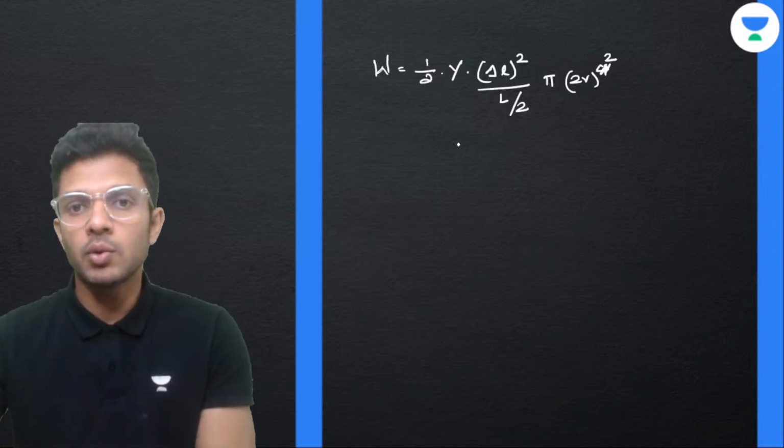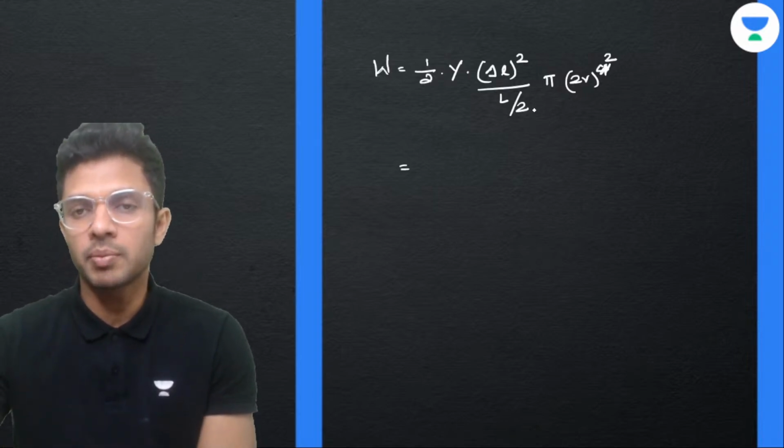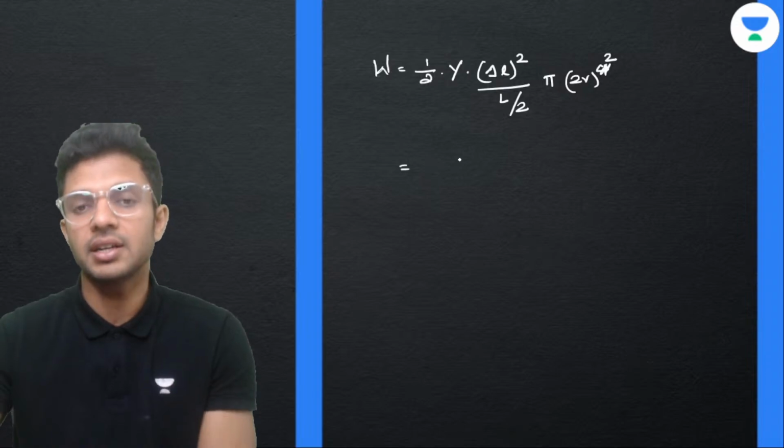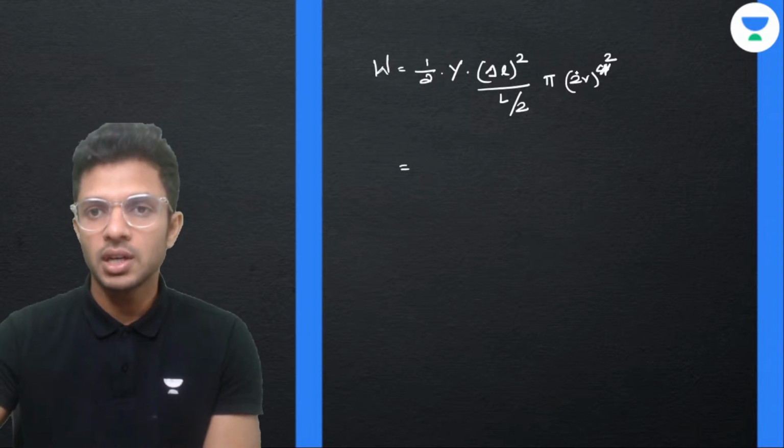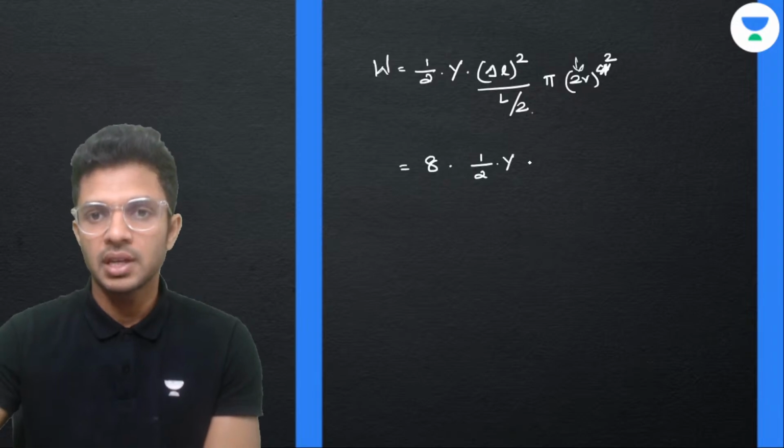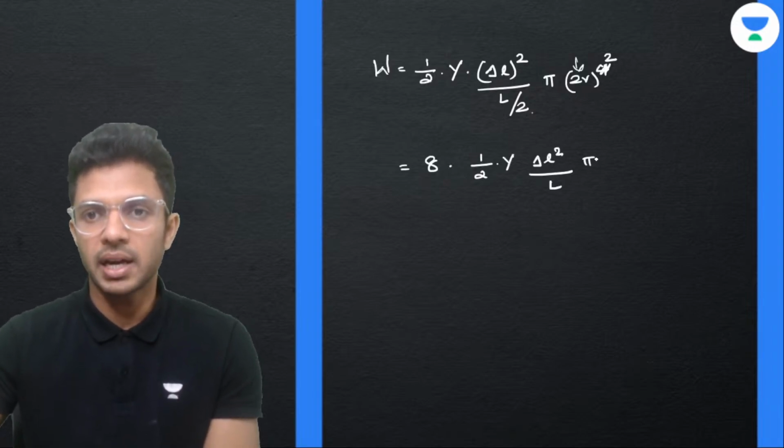Okay. Now what all new numericals popped out, we can write it at the left end of the equation. देख ले. This 2 will go up to the numerator, and this 2 square makes 4. So this 2 square, that is 4, and this 2 will make it as 8. What remains is half Young's modulus delta L square by L pi r square.